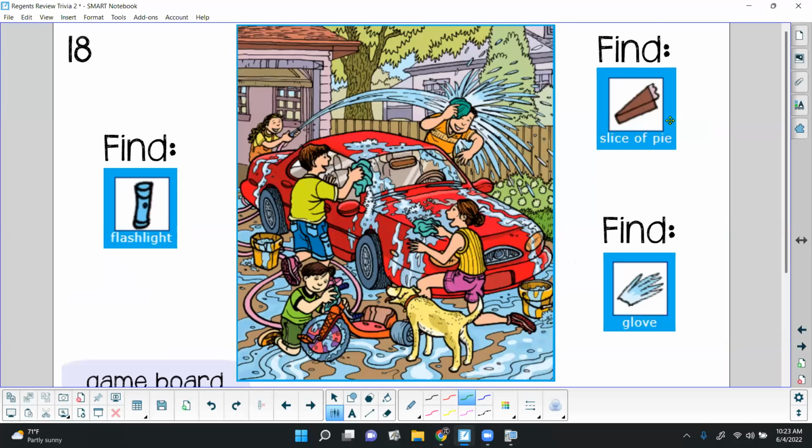Oh, we got a fun one. 3 things for you to look for. Who can find one? You're looking for a flashlight. You're looking for a slice of pie. And you're looking for a glove. Although that glove is pretty creepy looking. All right, chat me if you think you found one. Ooh.